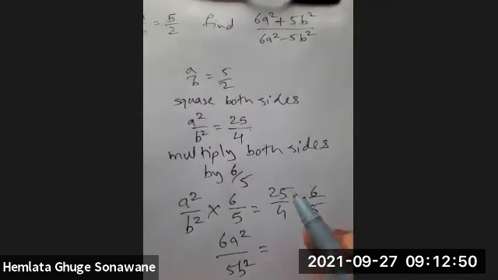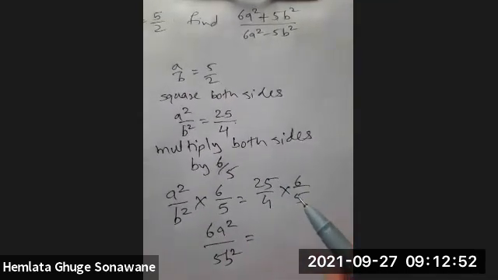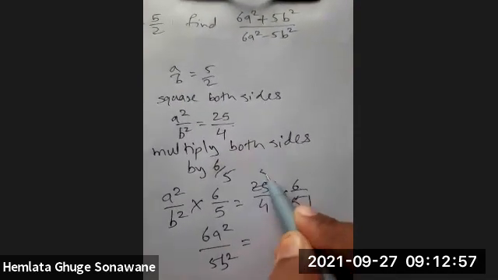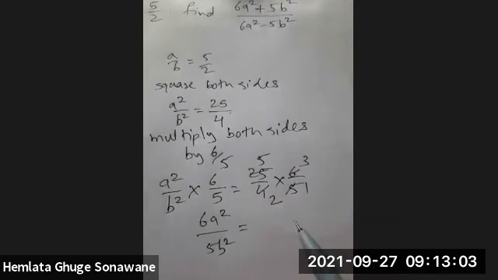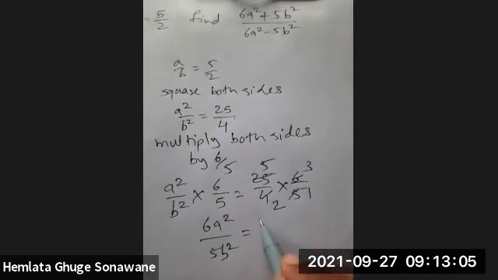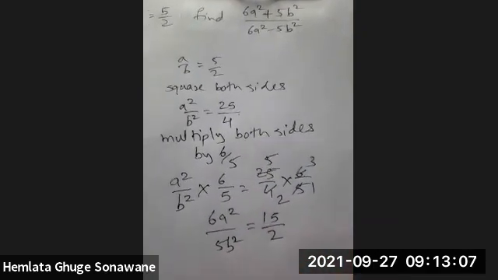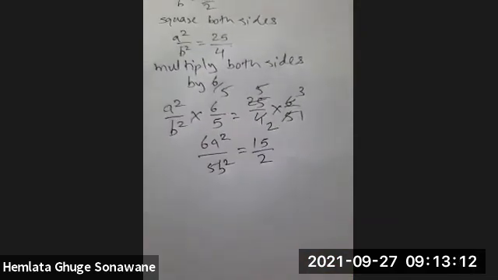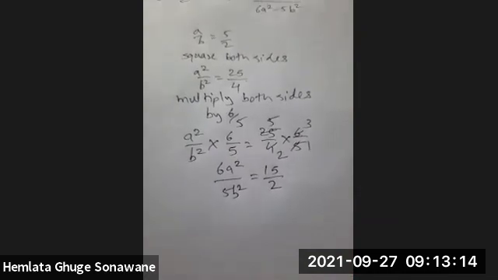Now here we can simplify. How will we simplify? 5 ones are 5, 5 fives are 25. 2 twos are 4 and 2 threes are 6. So 5 threes are 15 upon 2. Now 15 upon 2, what will we do? Yes, ma'am. Yes, beta.